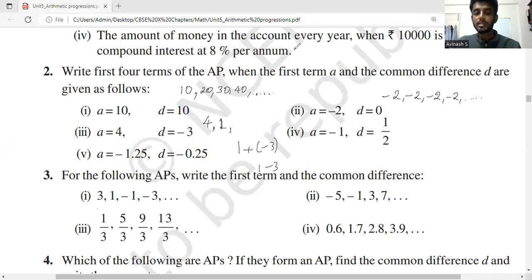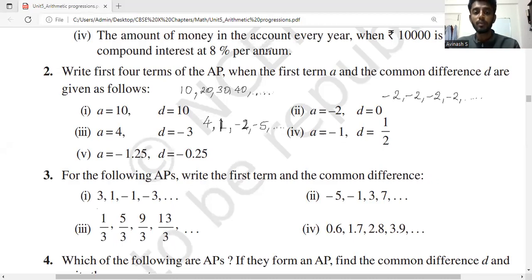You get minus 2 as the third term. So the third term will be minus 2. And again, you add minus 3, so this will become minus 5. So this is the AP for the third subdivision. I repeat, you're adding the common difference, but since the common difference itself is negative, it gets subtracted.